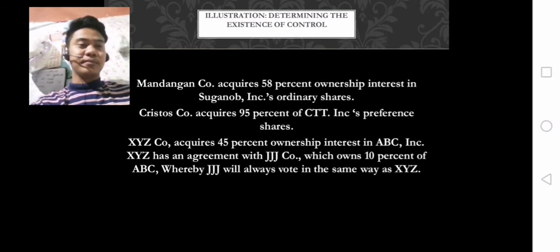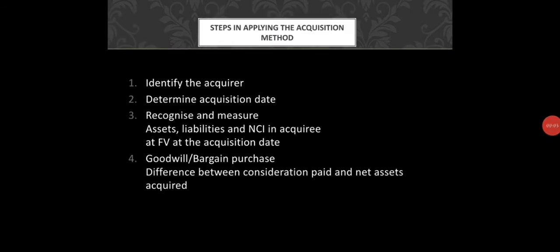So good day to each and everyone. Today I will be discussing the steps in applying the acquisition method. So here are the following steps. First is to identify the acquirer. Next is to determine the acquisition date, followed by recognizing and measuring the assets, liabilities, and non-controlling interest in the acquiree at fair value at the acquisition date. And finally, finding the goodwill or bargain purchase, or the difference between the consideration paid and net assets acquired.